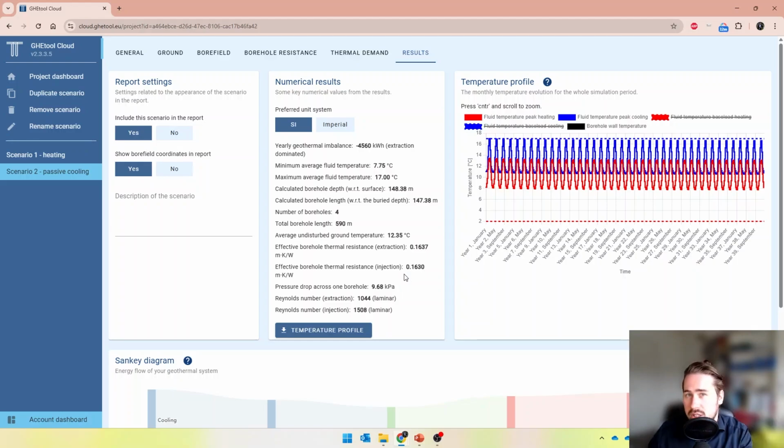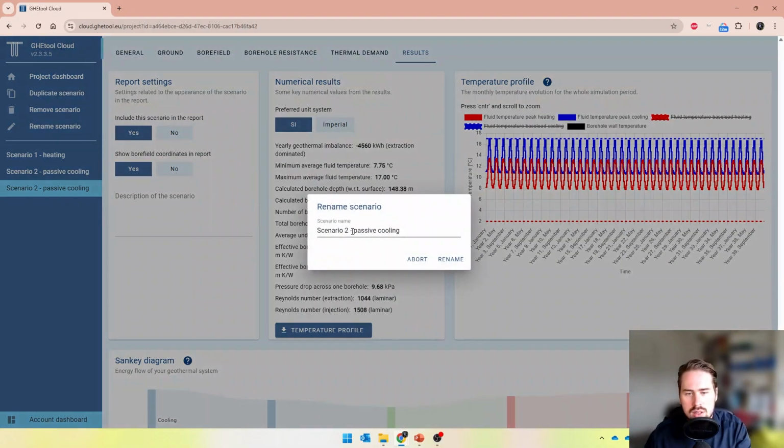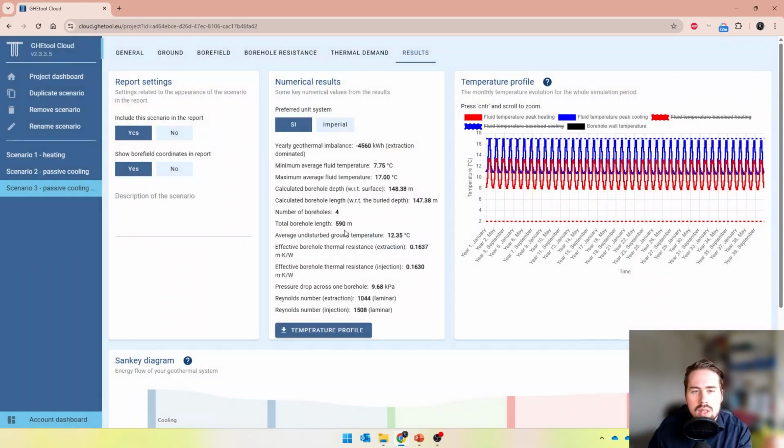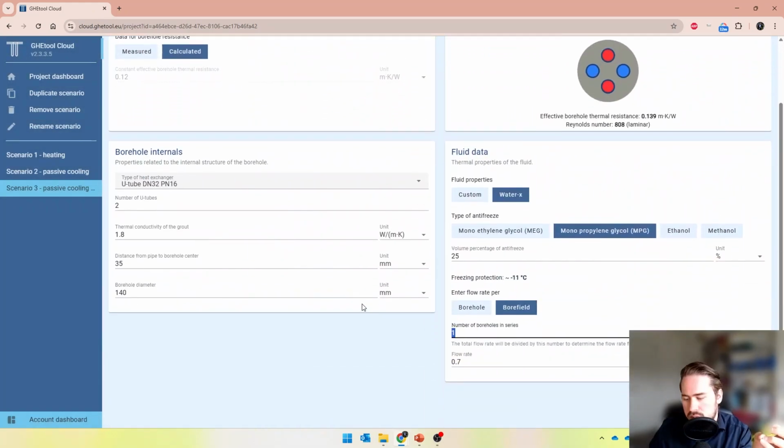And we cannot change the flow rate of our entire system because it's determined by our demand. But what we could do, for example, is, let's call this scenario 3, series. And now I basically spoiled what I'm going to do. Let's say we put these boreholes, we have 4 of them, we put them in pairs of 2 in series.